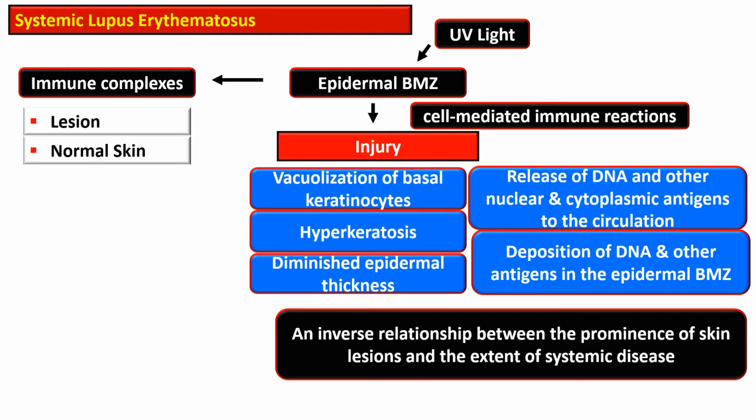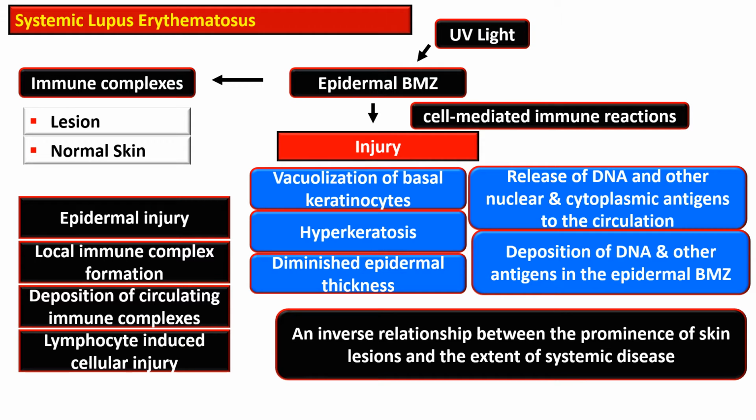There is an inverse relationship between the prominence of skin lesions and the extent of the systemic damage. So all these factors, the epidermal injury, the local immune complex formation, deposition of the circulating immune complexes, and lymphocyte cellular injury, they all work together in synergy to cause the disease.